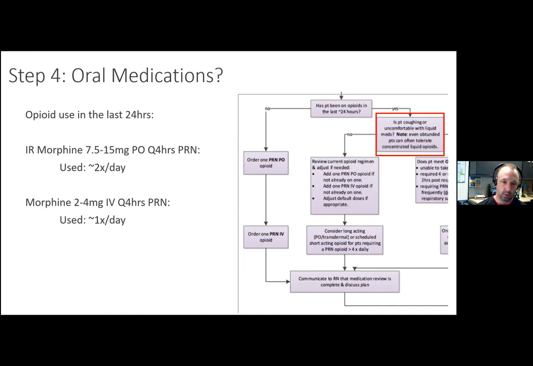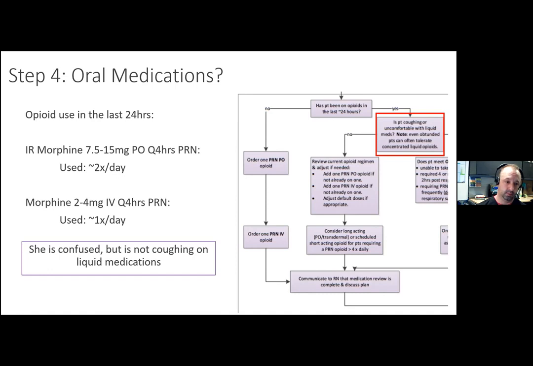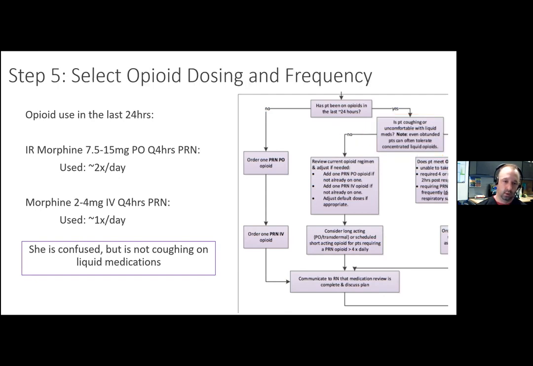So moving on, she's not coughing or uncomfortable with liquid medicines. And you can see there she's confused, but tolerating limited PO okay. All right. So we start out now with looking at the dosing and frequency more specifically.